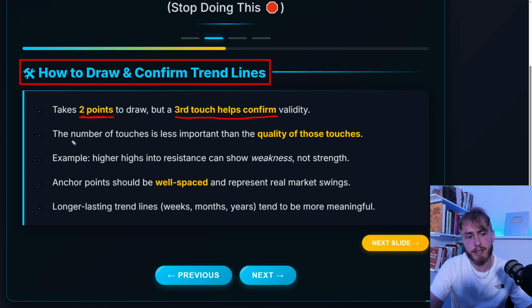And here, this is something that many traders say: the more touches we have on a trend line, the more significant it becomes. And this is, at least from my experience and opinion, not really true.